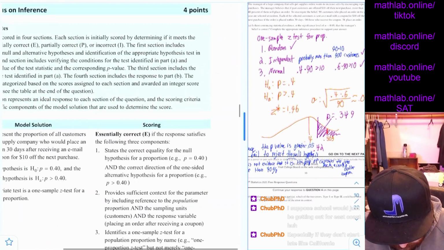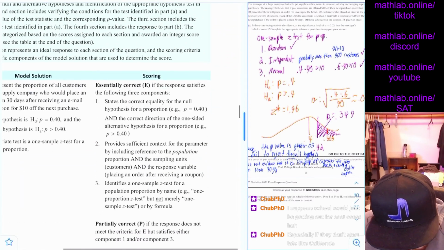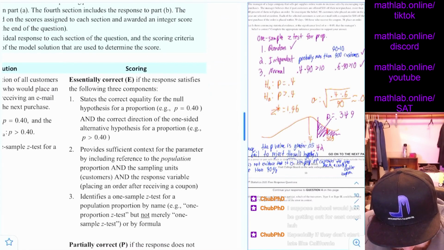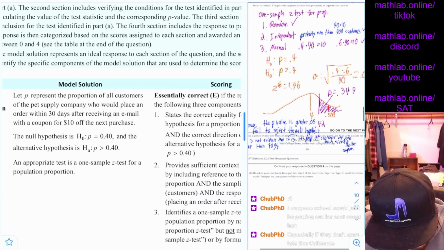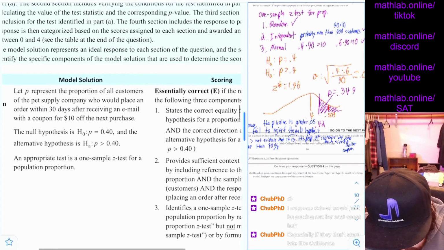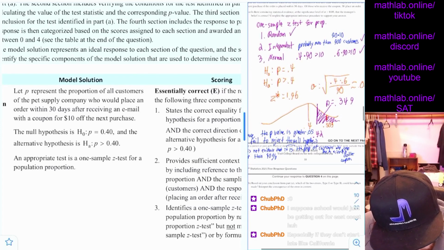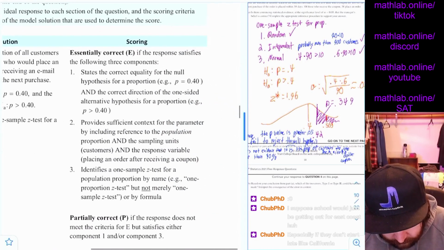Wait, what? Section 1. States the correct equality for the null hypothesis for a proportion equals 0.4 and the correct direction of the one-sided is greater than 0.4. Yes, I got that right. And I use the correct notation and everything. Appropriate test is a one-sample Z-test for... I said proportion instead of population proportion. That should be fine. We can look at that.